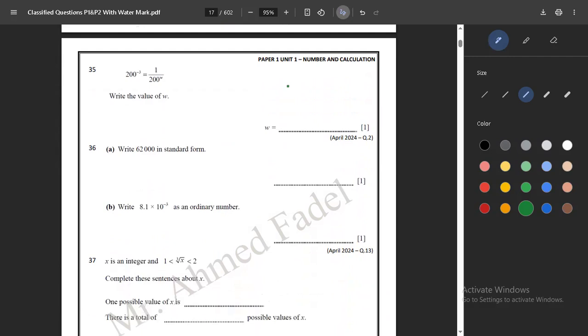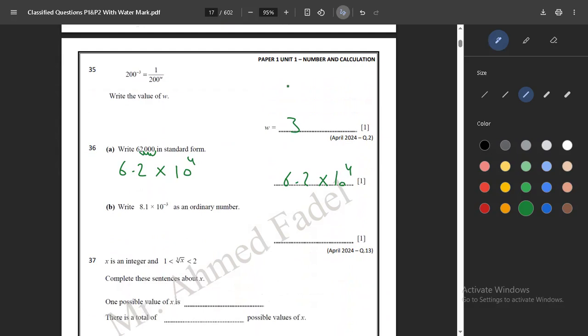This one here, 200 to the power of -3, is the same as 1 over 200 to the power of W. Mister, we agreed. If we flip it, the negative becomes positive. So W is 3. Write this in the standard form. Mister is going to be 6.2 times, move the decimal point 1, 2, 3, 4 digits to the left. So it's 10 to the power of positive 4. 6.2 times 10 to the power of 4.